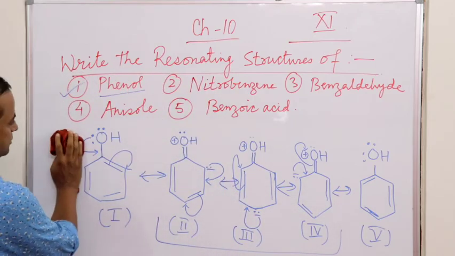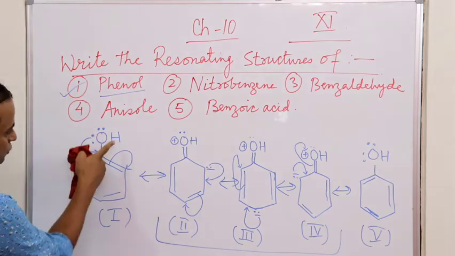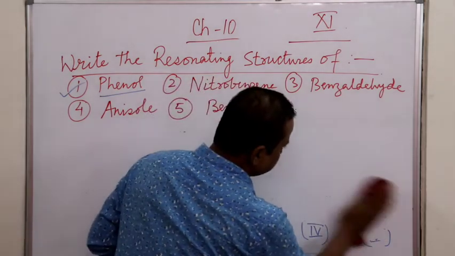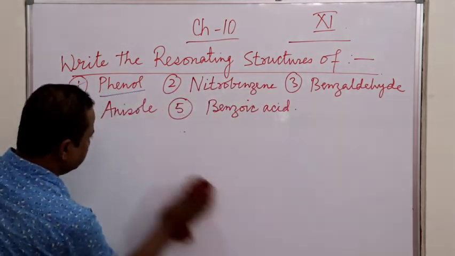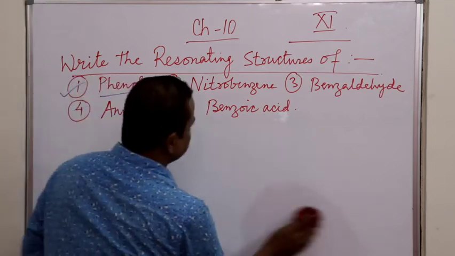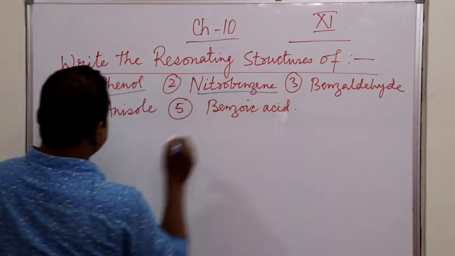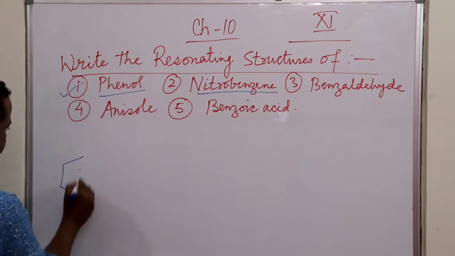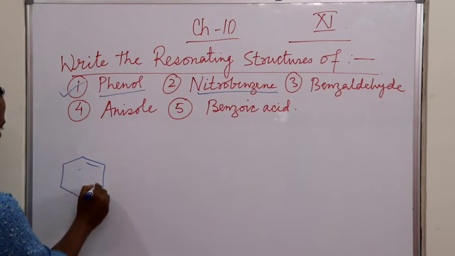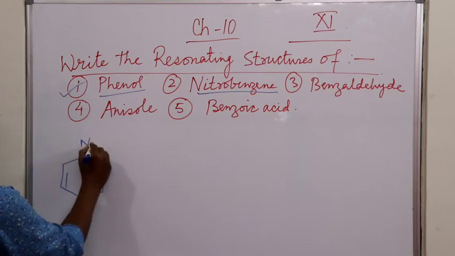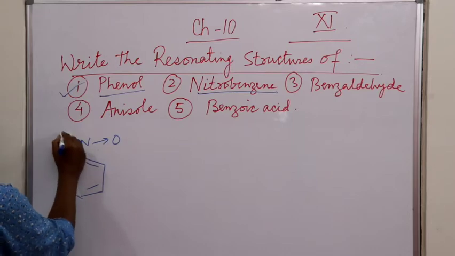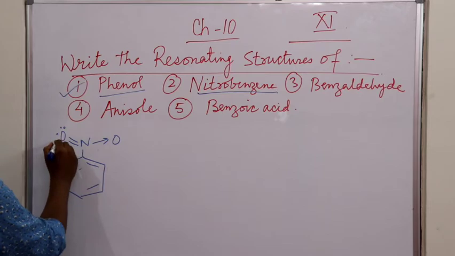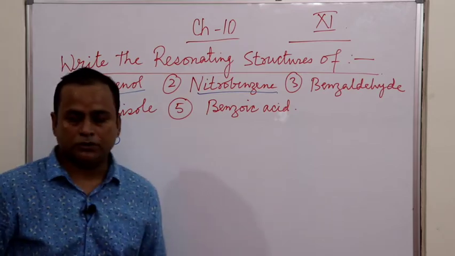So let's move on to the next question, that is nitrobenzene. One thing, OH is electron donating due to resonance here, but due to induction it will be electron withdrawing. But in this question we are supposed to write the resonance, so we will consider only that effect. Nitrobenzene. This is the structure of nitrobenzene. Double bond O, and lone pairs on the oxygen atom.